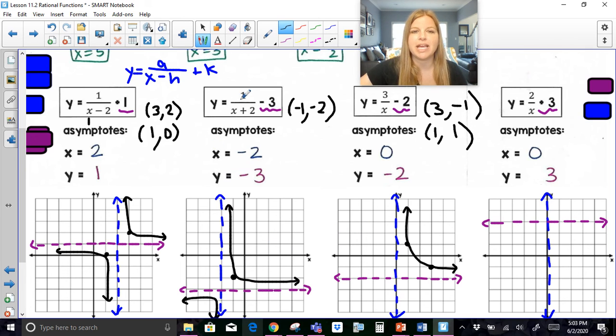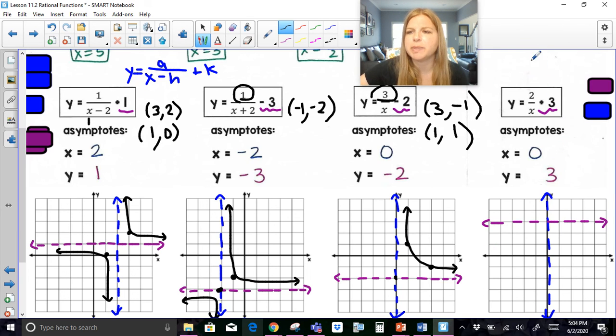Also notice, if the a value is 1, look, from the center of where the asymptotes meet, it's out 1, up 1. If the value is 3 for the a, from where they intersect, it's out 1, up 3. It's not a coincidence.